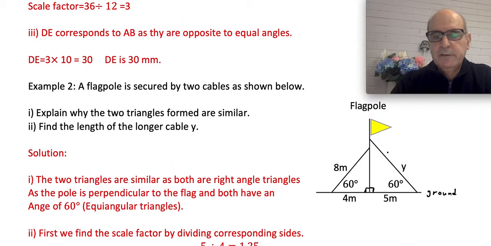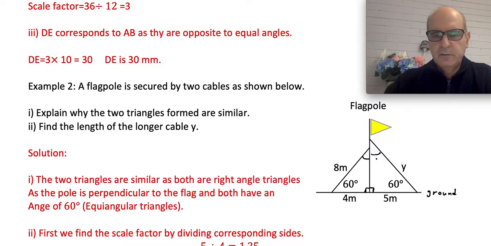So again, we need to find first the scale factor. To find the scale factor, we need to compare the corresponding sides. So this is 90, this is 90, this is 60, and this is 60. So that means this angle is equal to this angle, because in similar triangles, matching angles are equal. So this angle is equal to this angle.